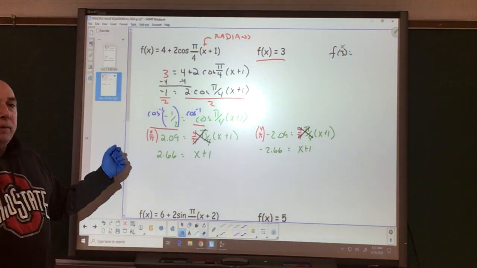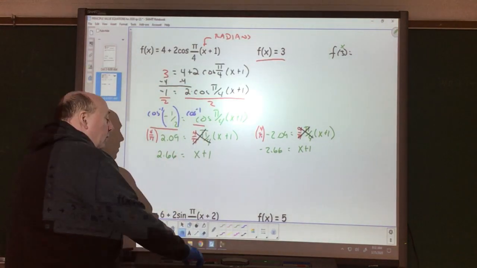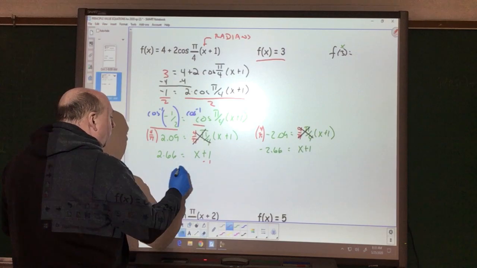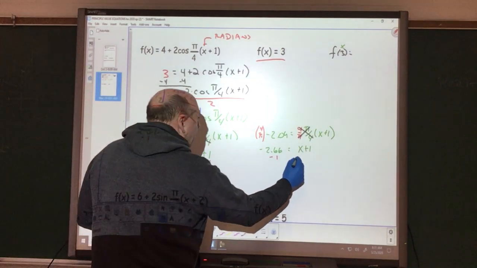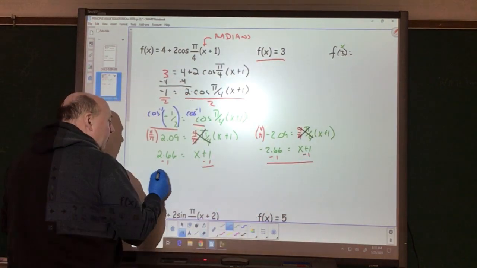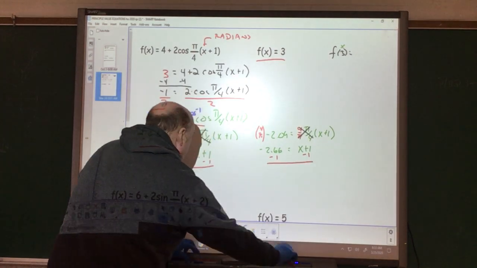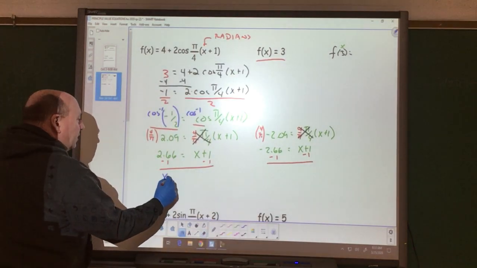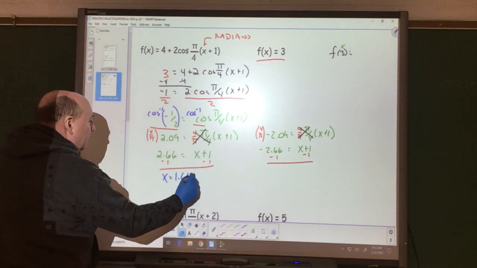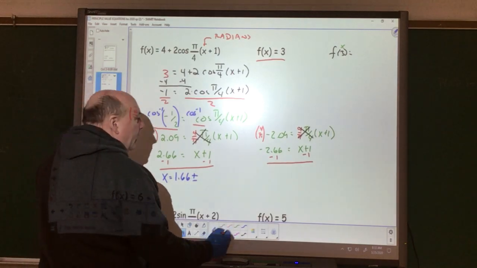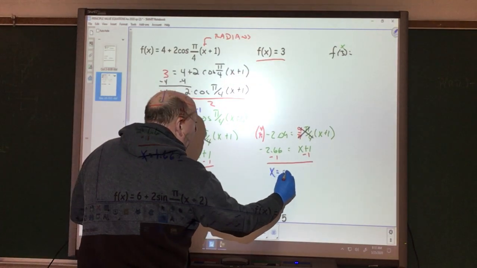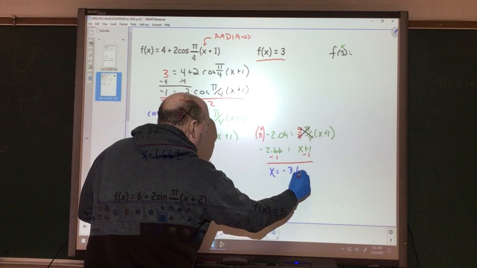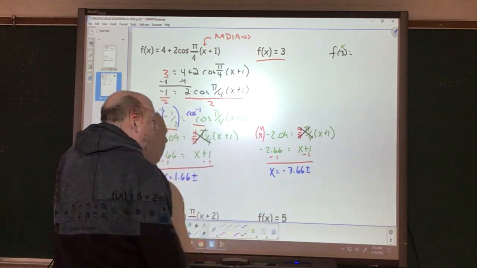And the final step is to get rid of the addition by 1. So we can subtract 1 from each side. So over here, x is equal to 1.66 plus or minus the period n. Here, x is going to equal negative 3.66 plus or minus the period n.